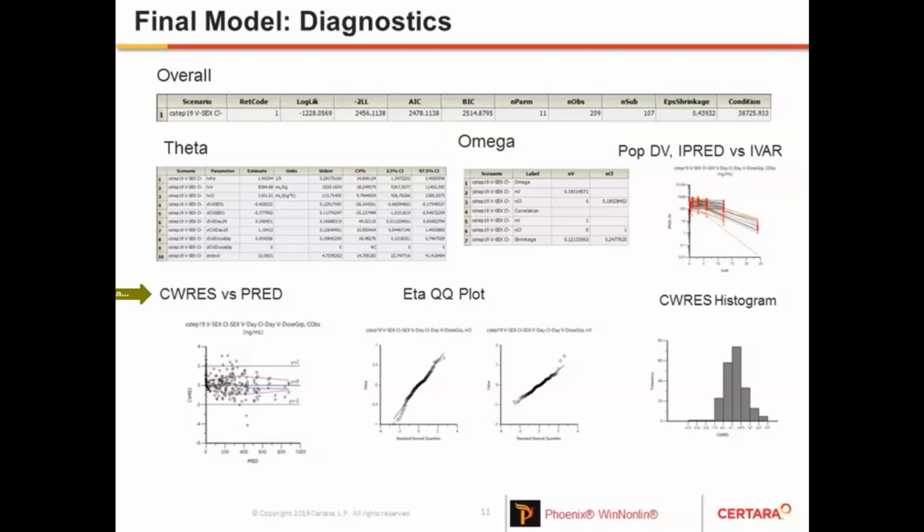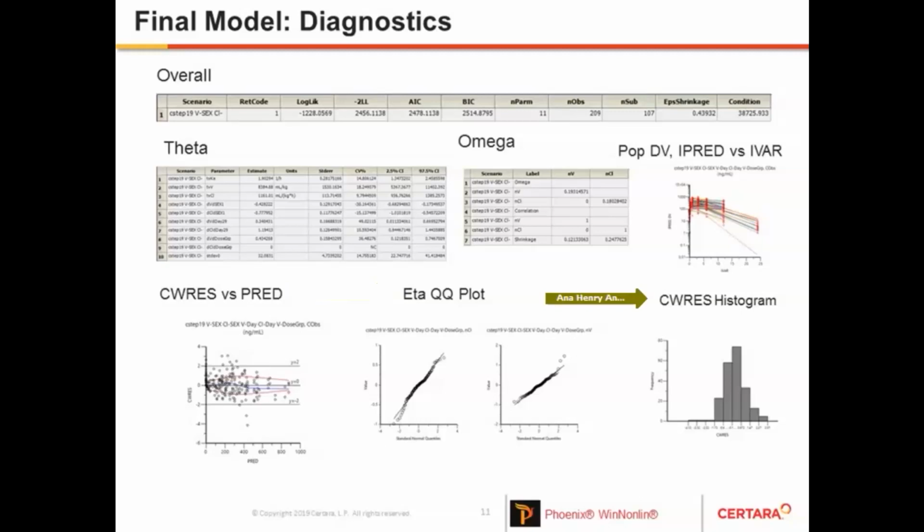This is called CWRES versus PRED. And in the middle, we have the quantile plots for the ETAs, the random effect showing a normal distribution of those values, and the same for the residual histogram on the right-hand side. This shows the conditional weighted residuals, the histogram, and all the diagnostics shown here, the tables as well as the plots, show a reasonable fit, a reasonable outcome of our modeling exercise.